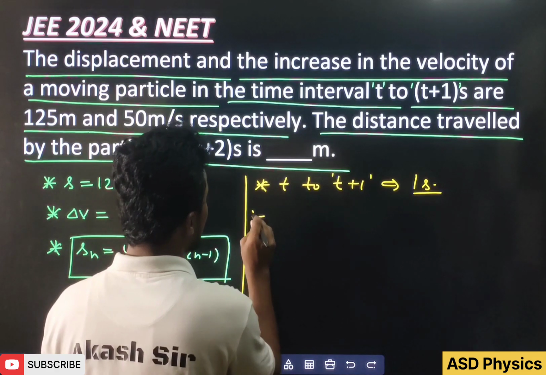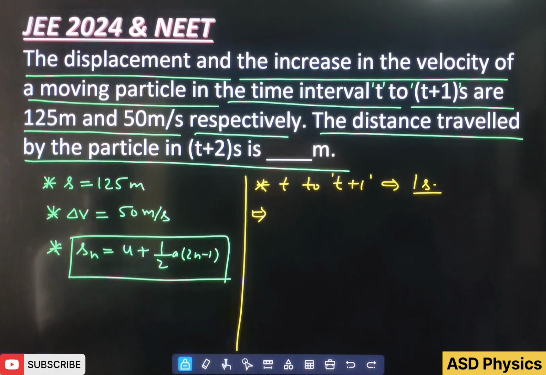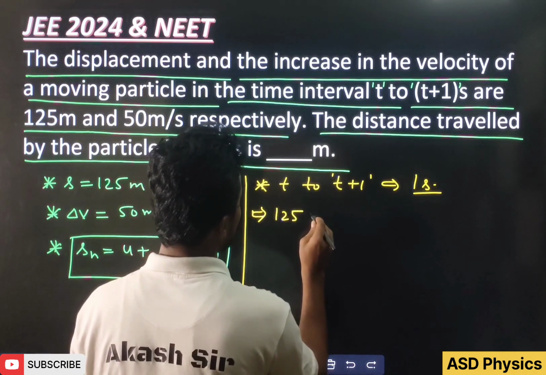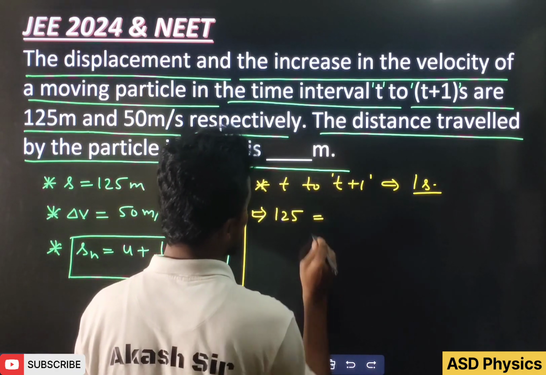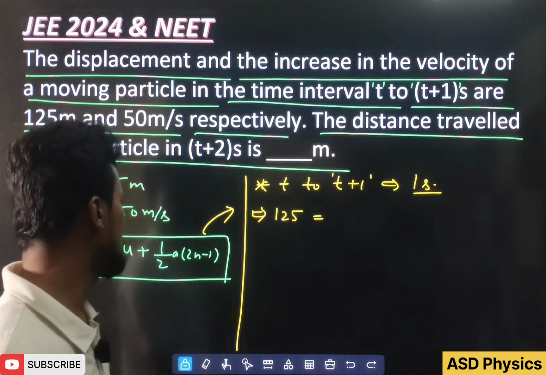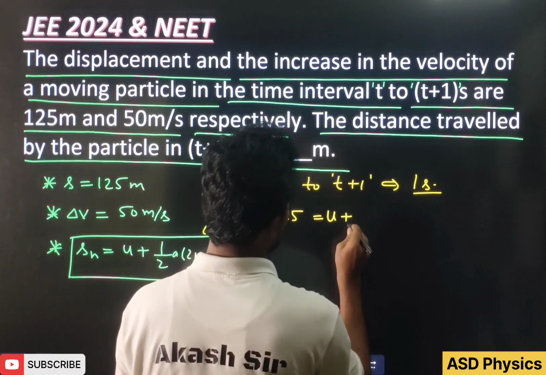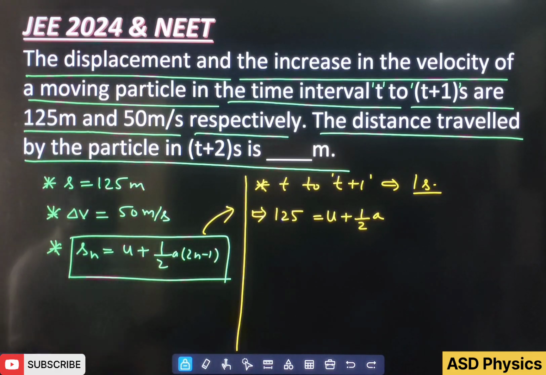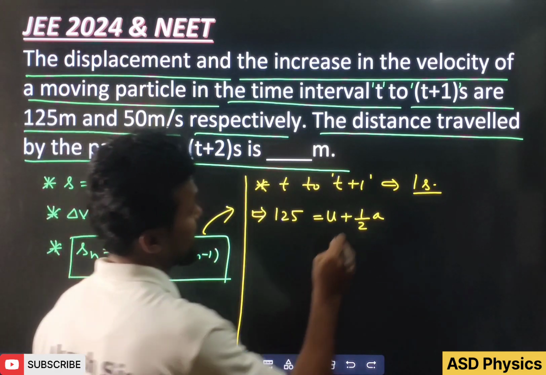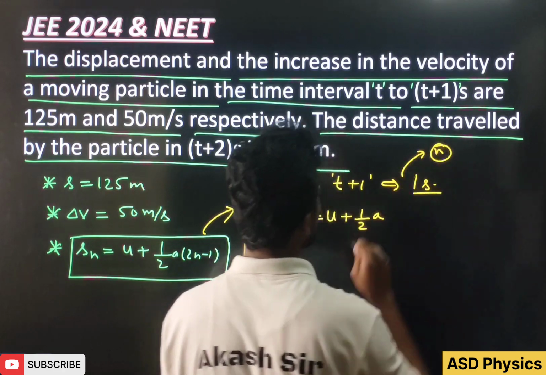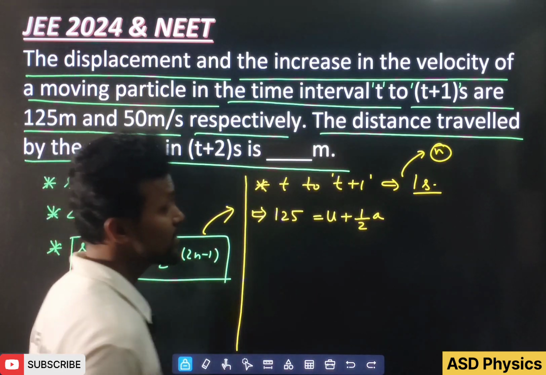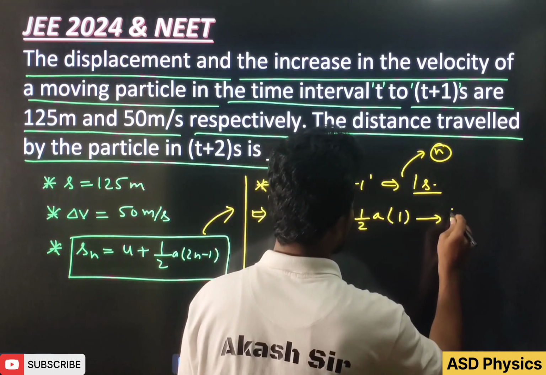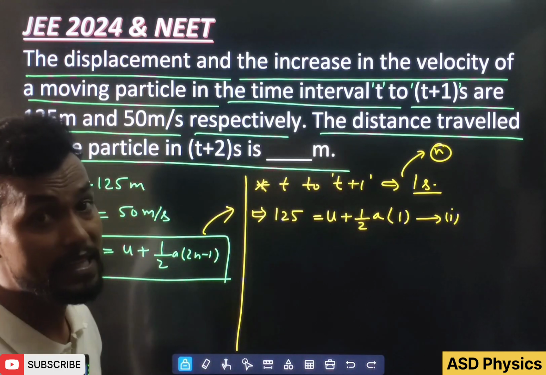1 second. So if I use this, see here students, the displacement given is 125. So we can write 125 is equal to u plus half a into 2n minus 1. For which time here? 1 second. This 1 second is the n. So 2 into 1 minus 1, because n you put 1, it will become 1. This is equation 1 we have got, because u and a are the two unknowns.